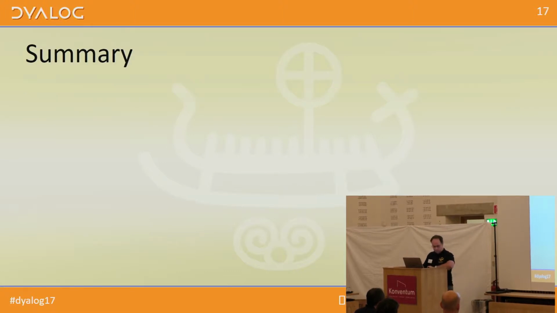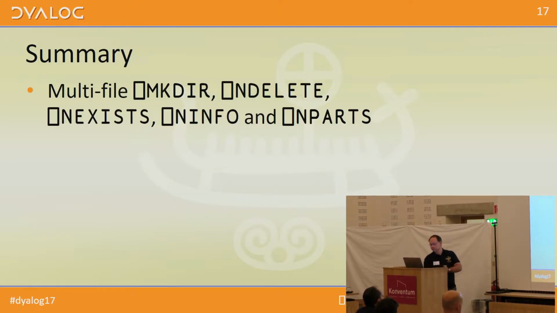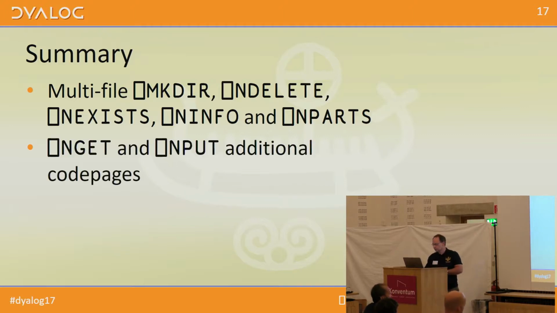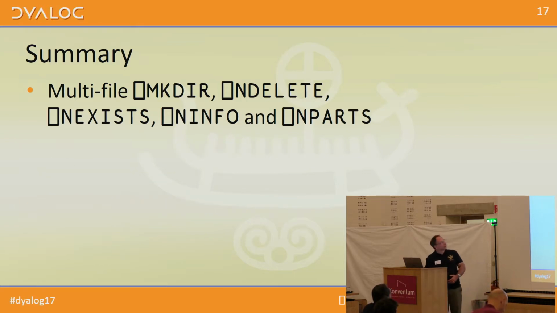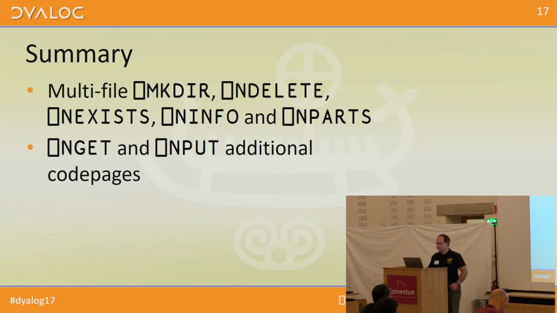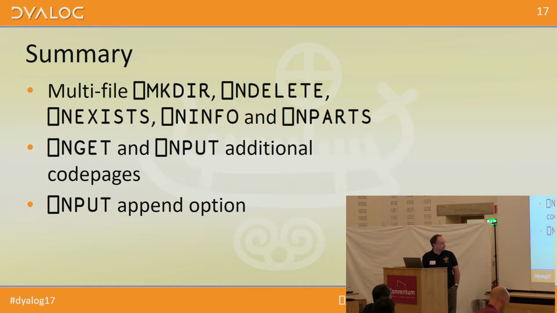So, there we go. Those are my hopes and plans for 17, some of which I'll say I've done, some of which could get ripped out after this meeting when I'm told how bad they were. But what they were was multi-file options, including globbing and recursive delete for those functions. A couple more functions. It's missing from the slide, isn't it? Look at that. It should also say ncopy and nmove. Additional code pages on nget and nput, an append option on nput.